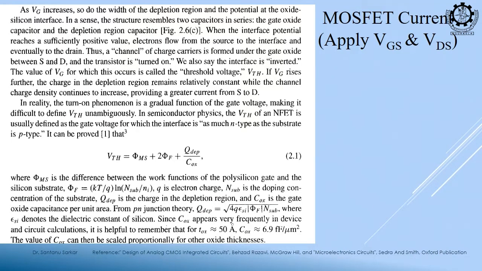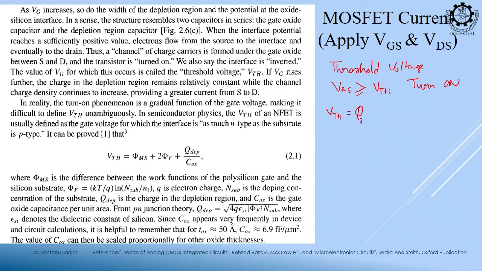Now, what is this threshold voltage? This VT or VTH: VGS must be greater than or equal to this VTH to turn on. If it is below this, it will not be able to attract the electrons. So, this VTH, its definition is like this.